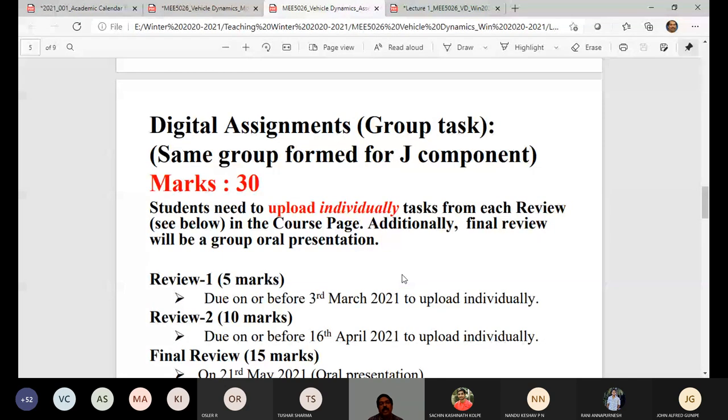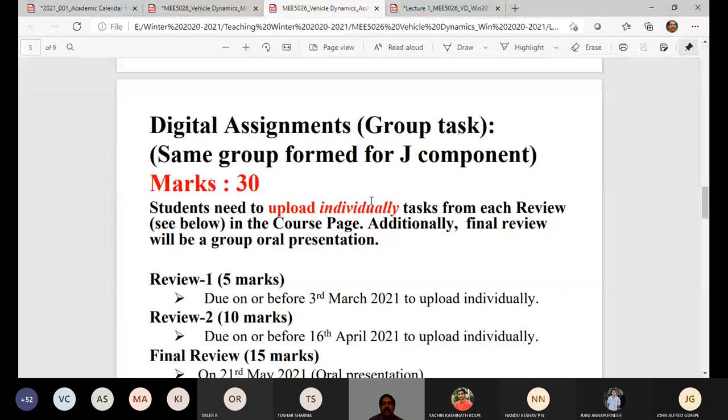So here the groups are the same groups formed by the J component. I do not want to have different groups and have a difficult time. So there should be a maximum of 5 to 6 students in a group that you formed. I have not yet received your response in the channel, but I hope that you'd provide it today or tomorrow. And Wednesday 11 o'clock we are going to have a period only for the J component. I would talk about what your senior students have worked on and what their expectations of the J component are, and so on, in detail. So this digital assignment is 30 marks.